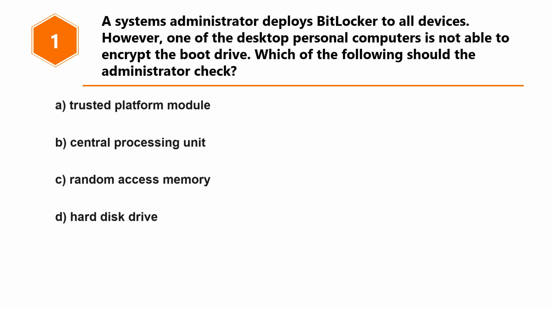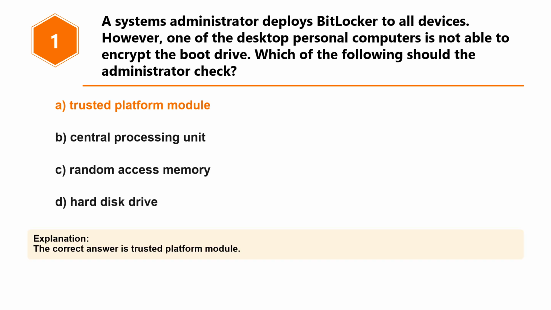Question 1. A systems administrator deploys BitLocker to all devices. However, one of the desktop personal computers is not able to encrypt the boot drive. Which of the following should the administrator check? Option A, Trusted Platform Module. Option B, Central Processing Unit. Option C, Random Access Memory. Option D, Hard Disk Drive. The correct answer is option A, Trusted Platform Module.